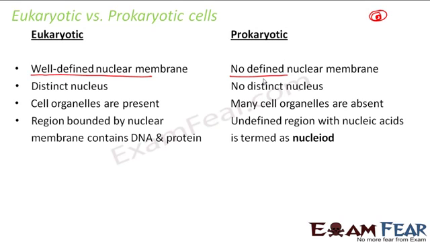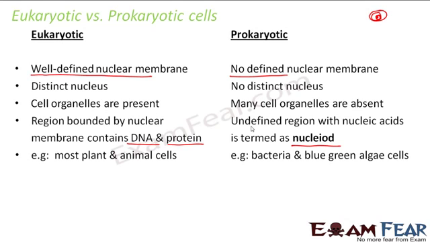In eukaryotic cells, the region bounded by the nuclear membrane contains DNA and protein. As I said, that means inside the nucleus, we mainly have DNA and protein. But in prokaryotic cells, there is no specific region, right? So the undefined region with nucleic acids is known as nucleoid, because here the region is like a scattered region. So whichever region has more nucleic acids, we call that region the nucleoid. So that means in prokaryotic cells, we have nothing called nucleus, we have nothing called nuclear membrane. Instead, we have something called nucleoid. So nucleoid is any region which has more nucleic acids.